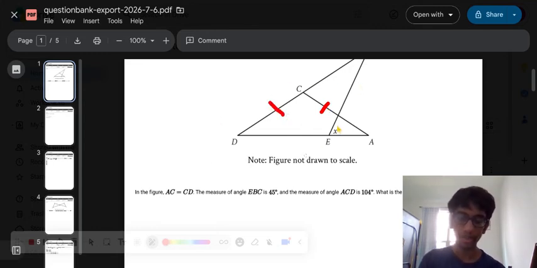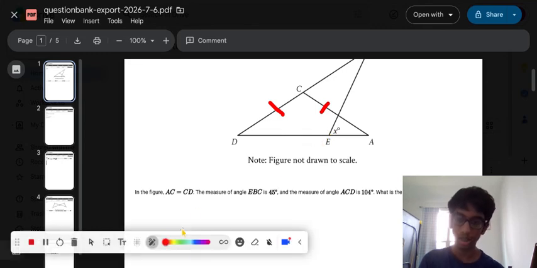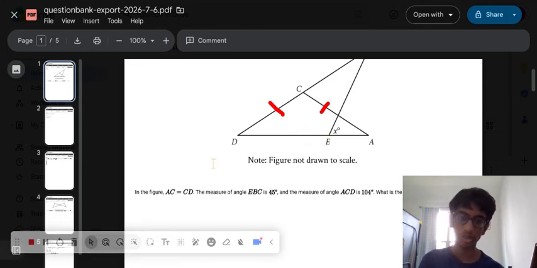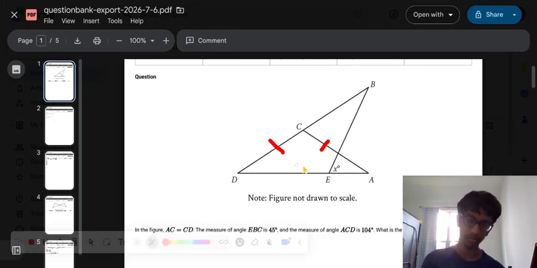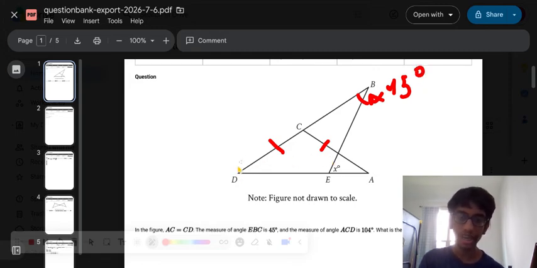You can put this line right here as well to represent they're the same. We know that the measure of angle EBC is 45 degrees. So which one's EBC? Well, we have E right here, B, and then C. So this is the angle that we're having, and that is equal to 45 degrees. And lastly, we have the measure of angle ACD, which is equal to 104 degrees.